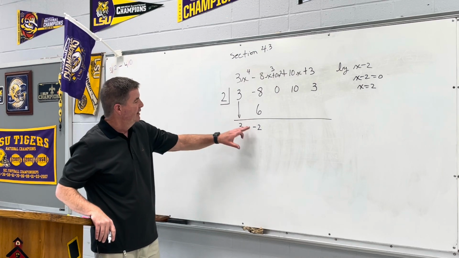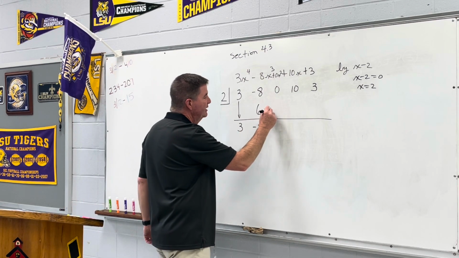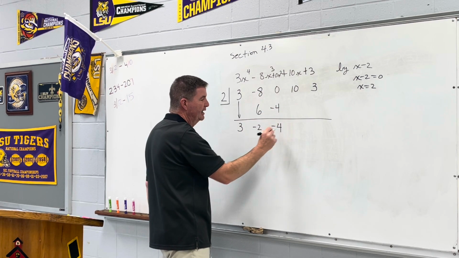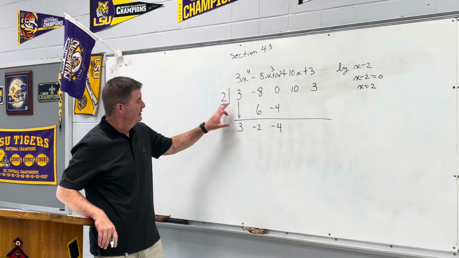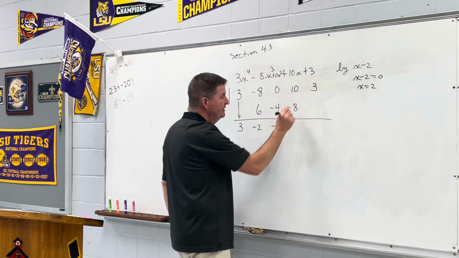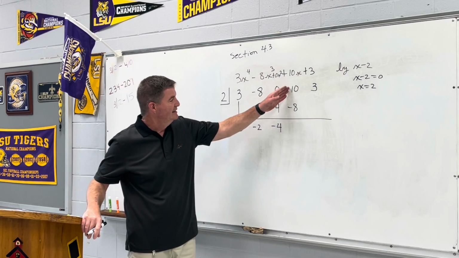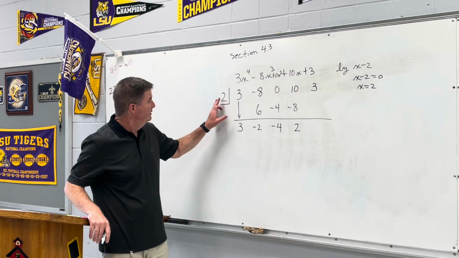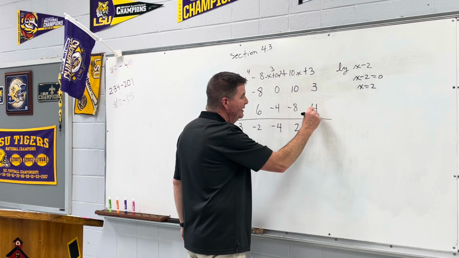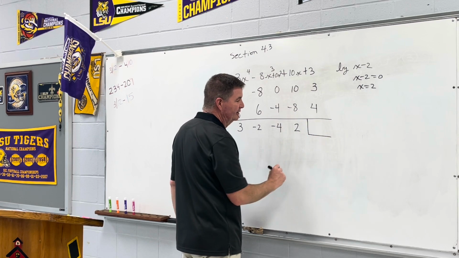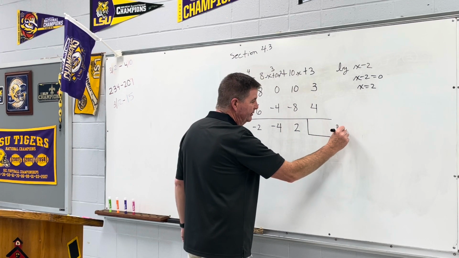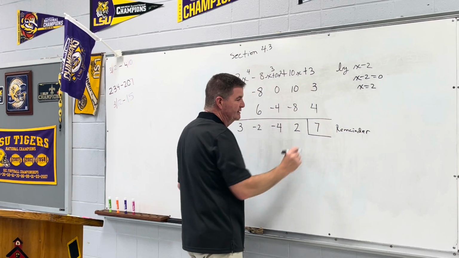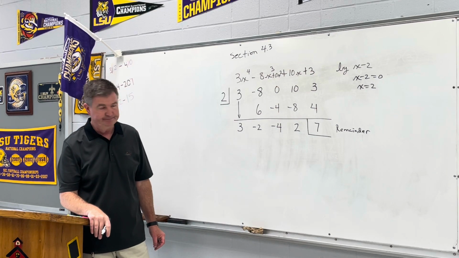I then would multiply 2 times negative 2, giving me a negative 4. Combine 0 and negative 4, giving me a negative 4. Multiply 2 times negative 4, giving me negative 8. Combine 10 and negative 8, that gives me a positive 2. And then finally, 2 times 2, which gives me 4. The last thing that we have is an L, because this is our remainder. And we combine 3 and 4 to give me 7. So our remainder is 7.